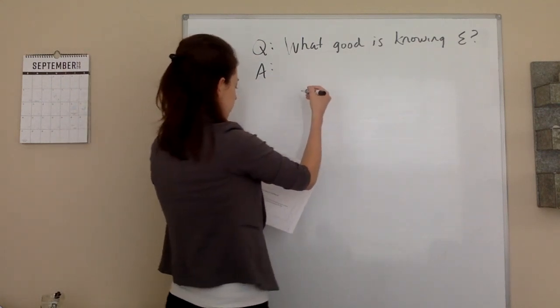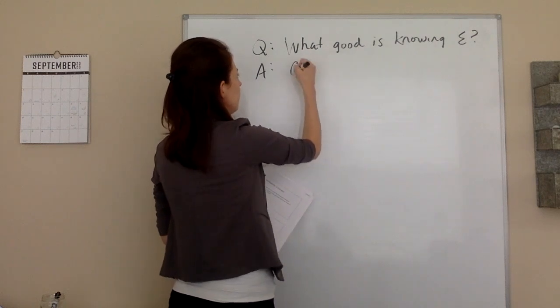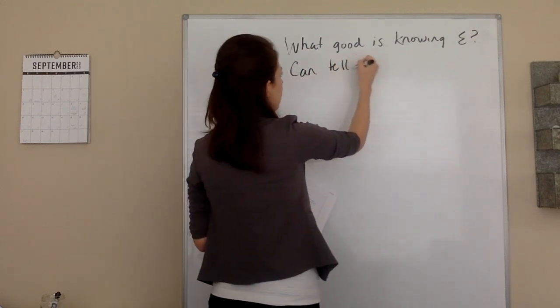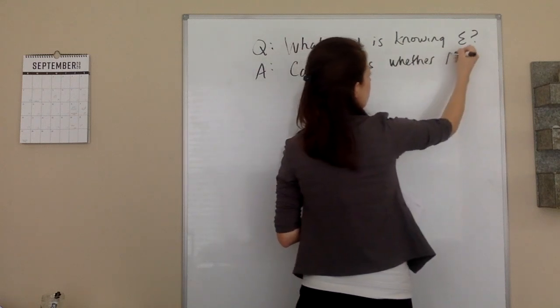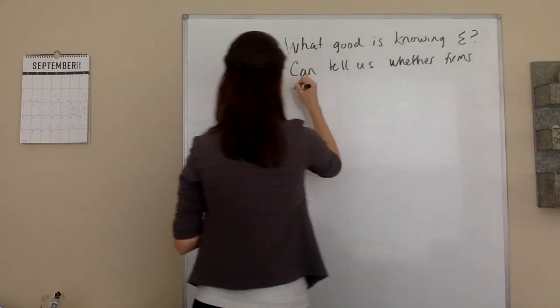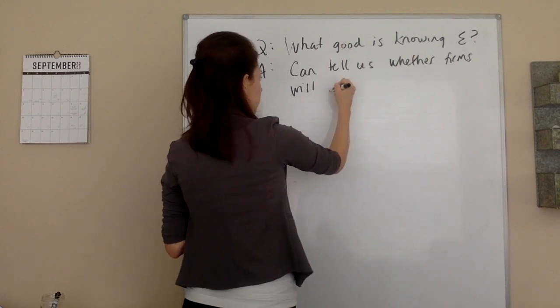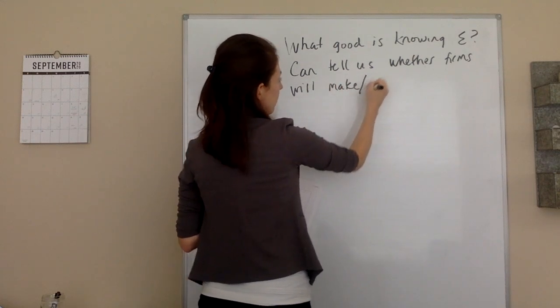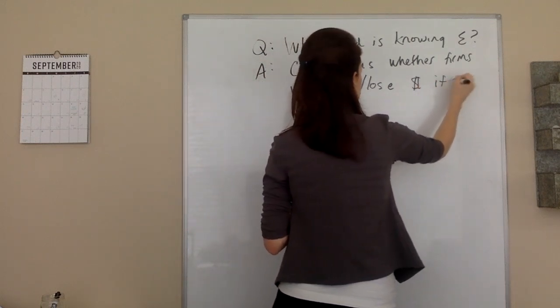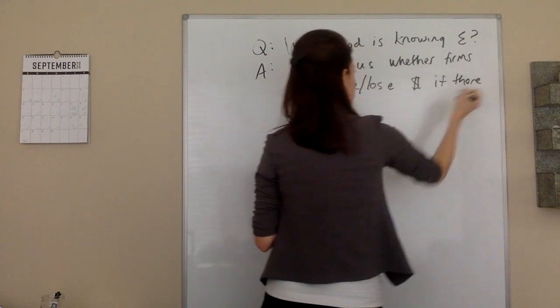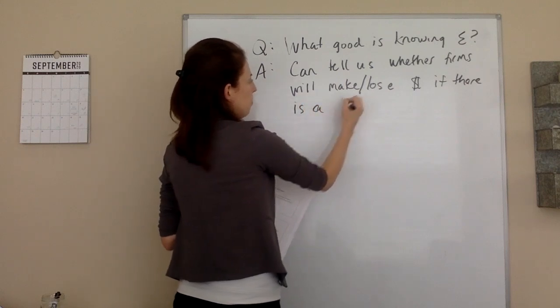So the answer is epsilon can tell us whether firms will make or lose money if there is a price change.